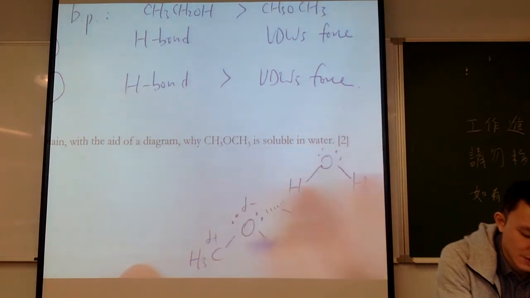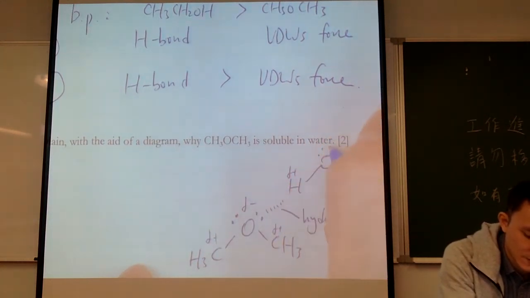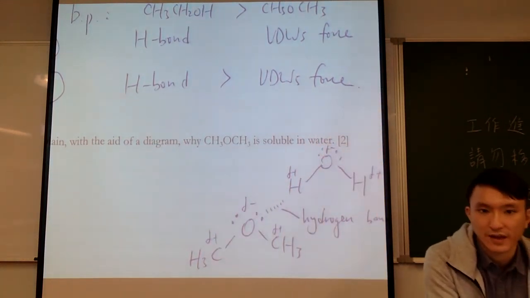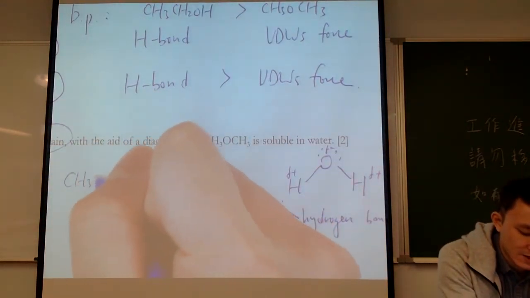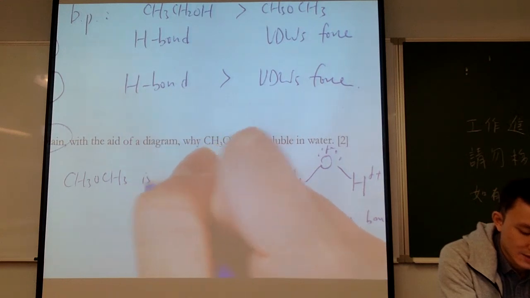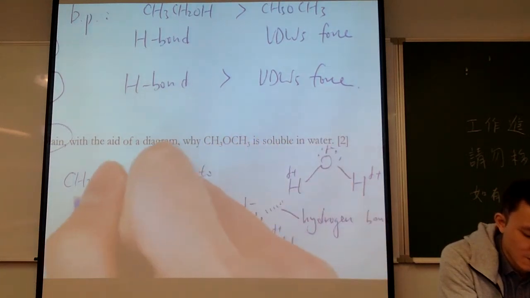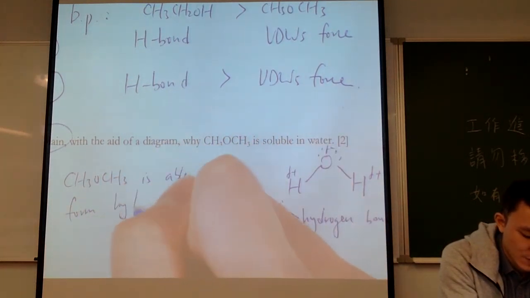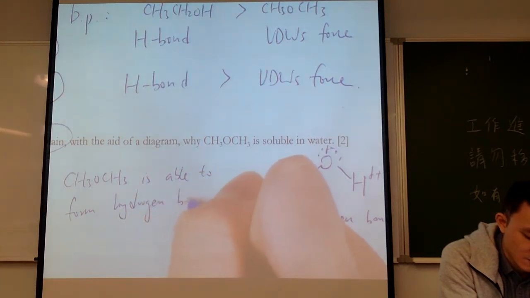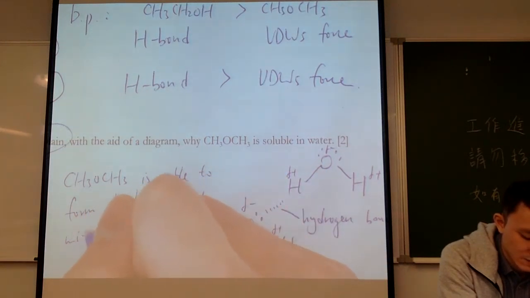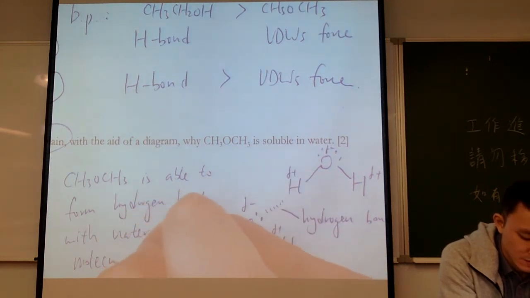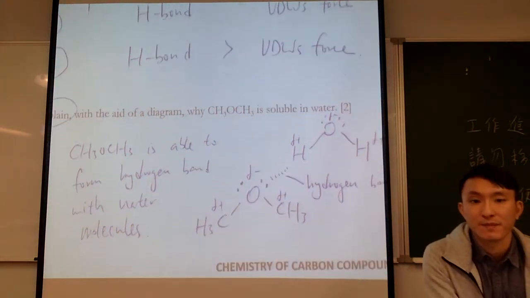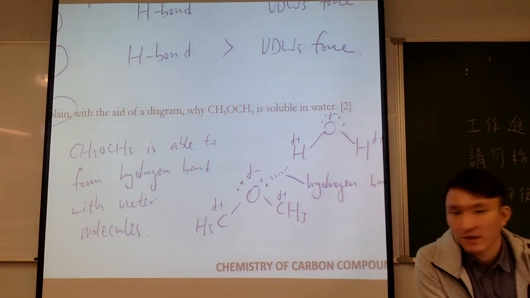Partial negative, partial positive, partial positive, partial positive, partial negative, partial positive. Okay, so you need to explain as well. This is because CH3, OCH3 is able to form hydrogen bond with water molecule. Okay, so this is how you explain with the aid of a diagram, okay?